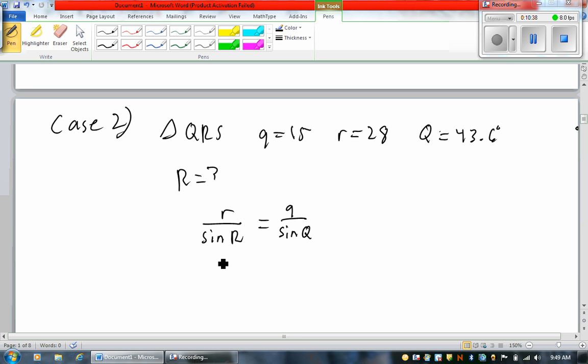So we plug in what we know. We know r is 28. We're looking for the sine of R. We're looking for angle R. Side q is 15. Sine of angle Q, sine of 43.6 degrees.